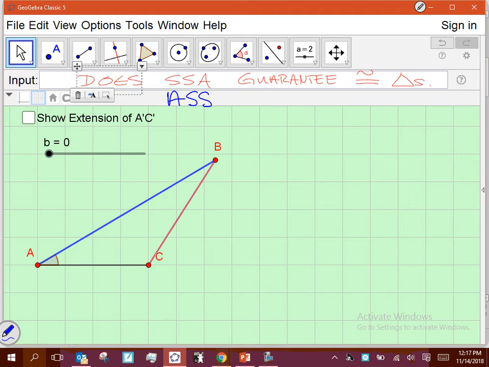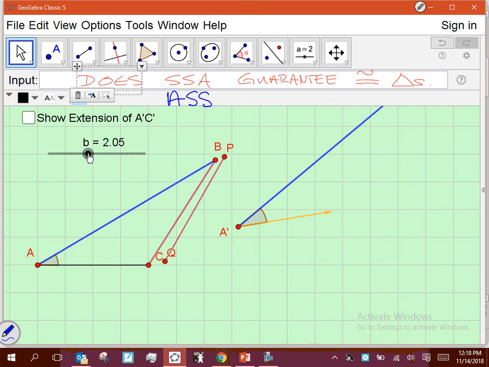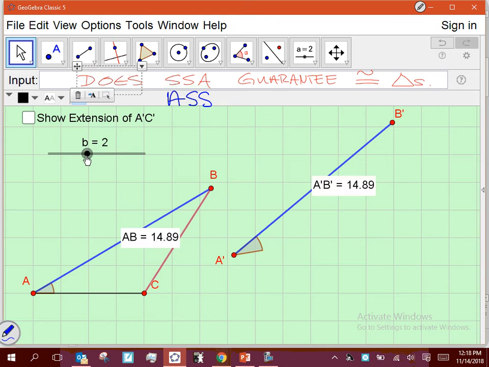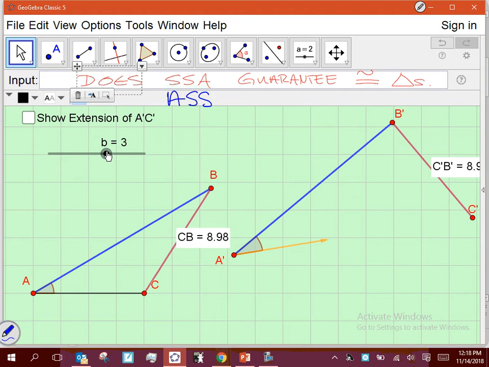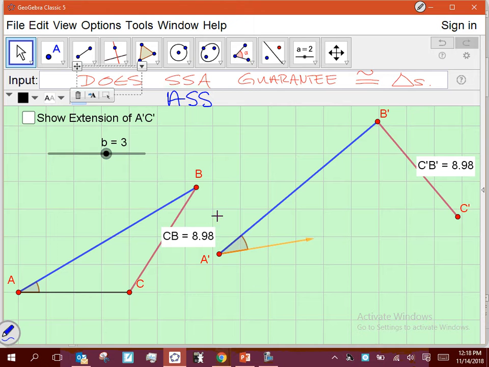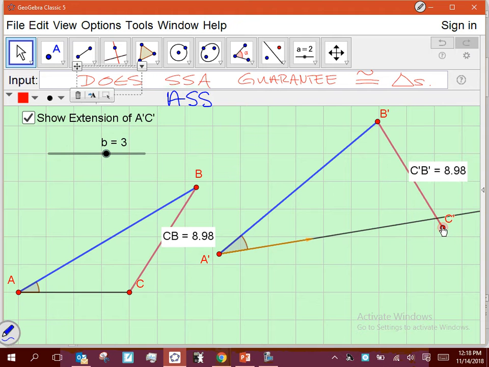With maybe something like this. Okay? Congruent angle, right? Congruent side. Okay, so blue sides are congruent. Red sides are congruent, right? Both 8.98. Okay? But now if I show that extension, and I intersect C prime with that extension, with that third side, are those two triangles congruent?